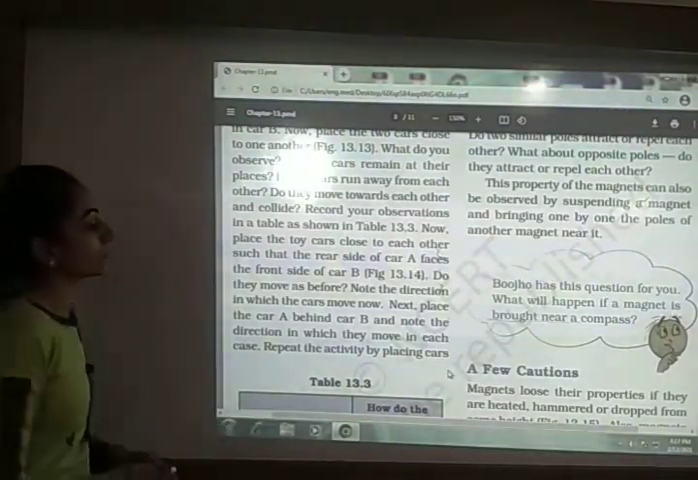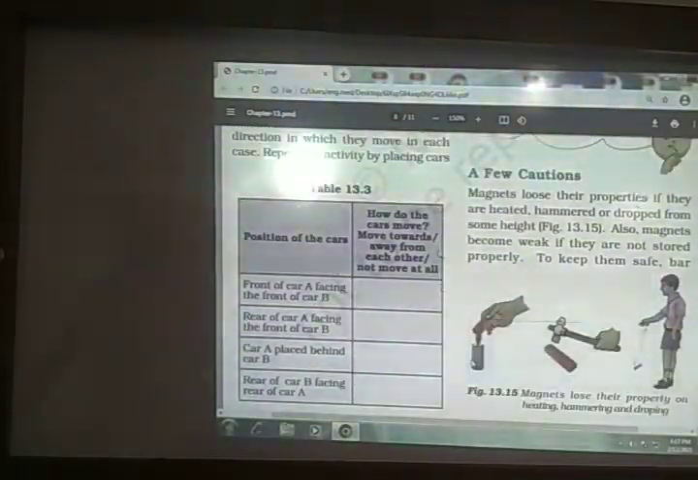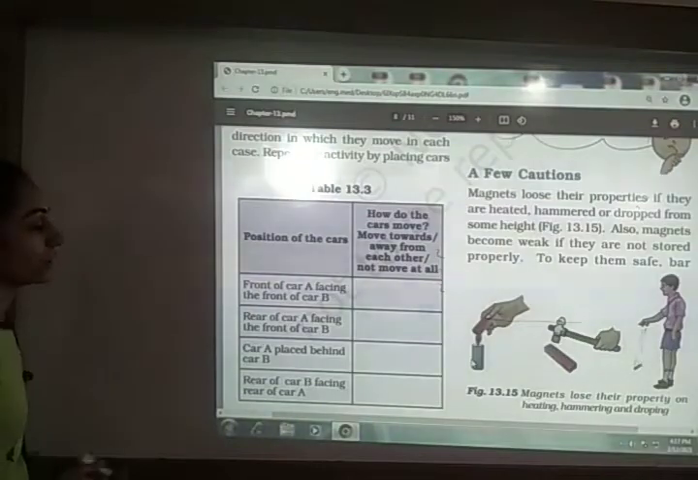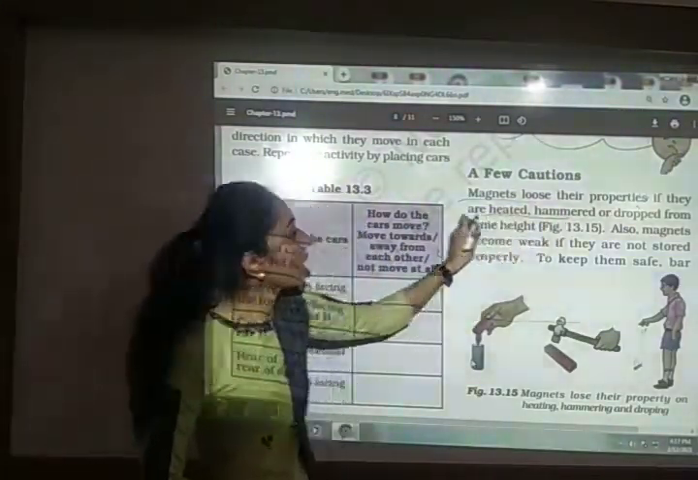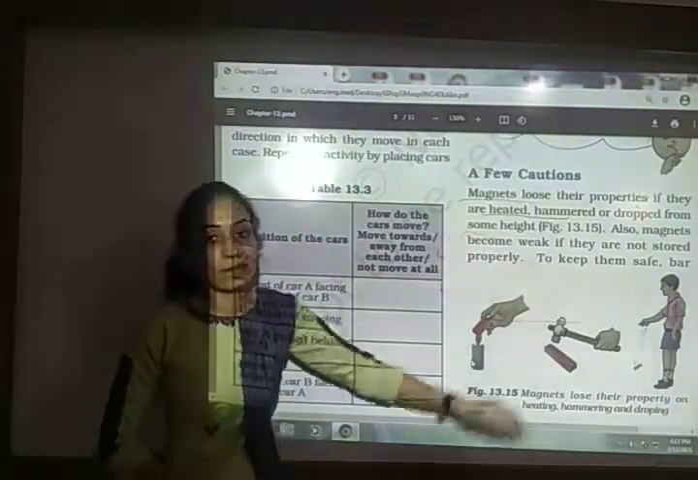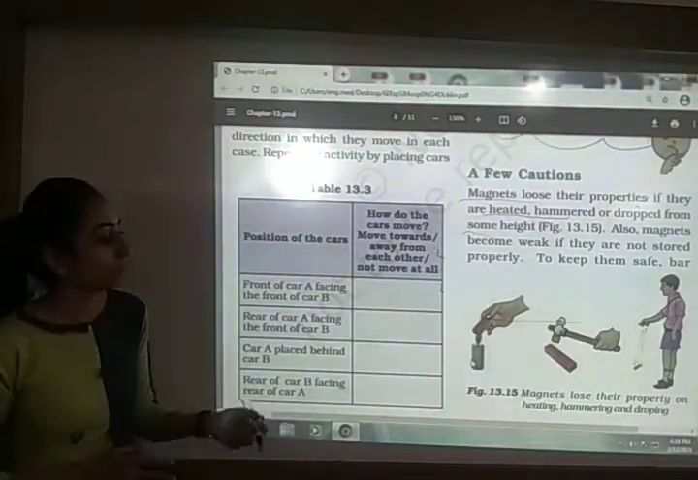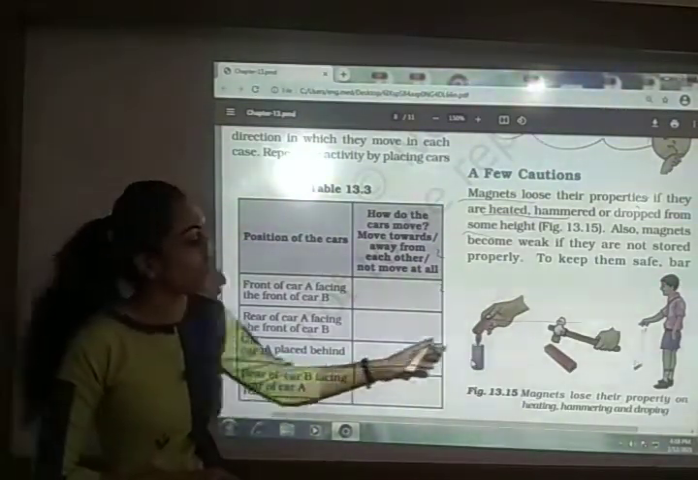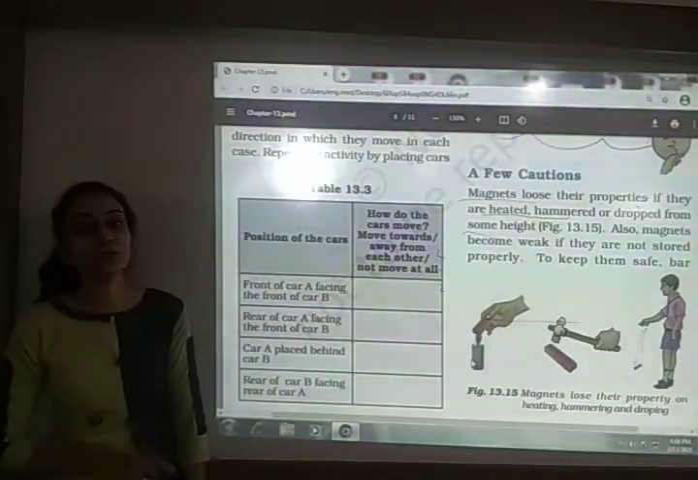So now the next topic is a few questions. While handling a magnet, we have to take care of something, like what? So let me see. Magnets lose their property if they are heated, hammered or dropped from some height. In all these cases, magnet will lose its property. Like if we are heating the magnet, hammering the magnet or throwing the magnet from some height, then it will lose its property.